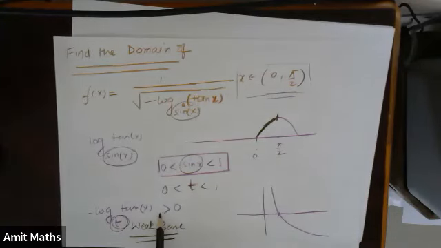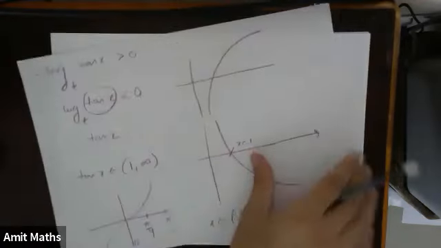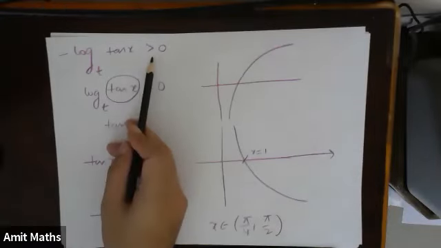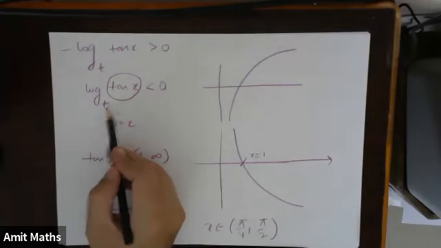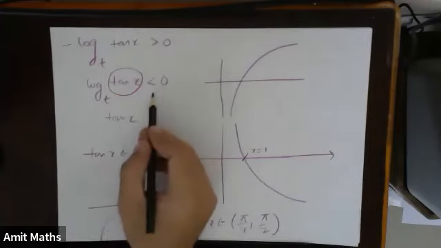That is what I have written. This whole thing should be greater than 0, along with its sign. So I have written minus of log base t of tan x should be greater than 0. That means log base t of tan x should be less than 0 if I multiply this minus sign on the other side, so the inequality will change.